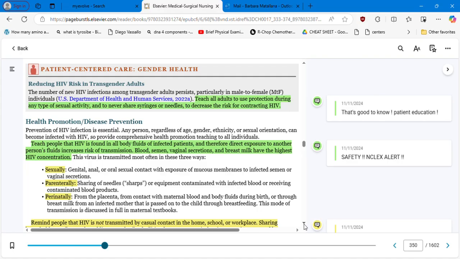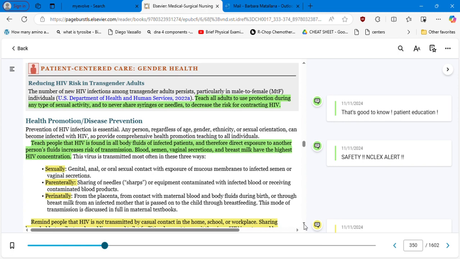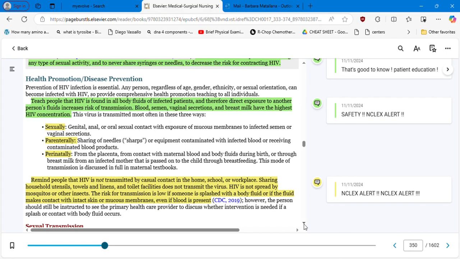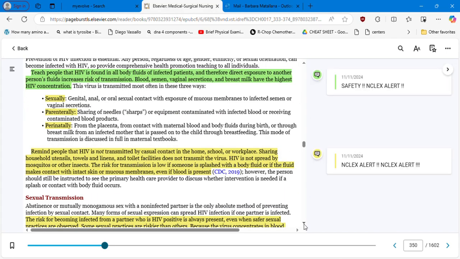You have to teach people with HIV that it is found in all body fluids of infected patients, and therefore direct exposure to another person's fluids increases the risk of transmission. Blood, semen, vaginal secretions, and breast milk have the highest HIV concentration. Safety, NCLEX alert: sexually, parenterally, and perinatally.